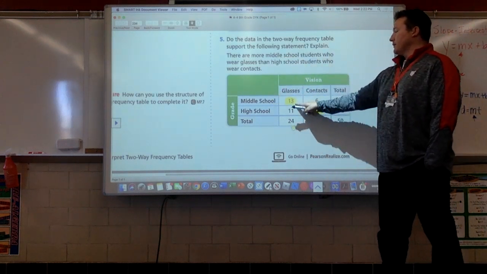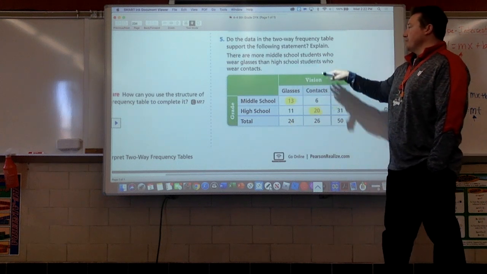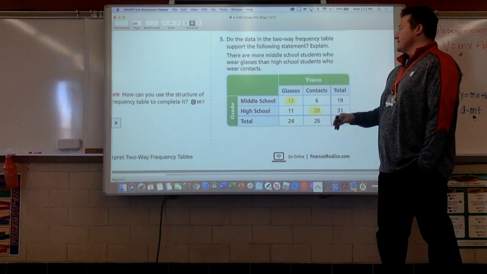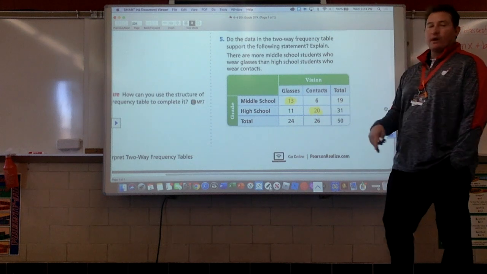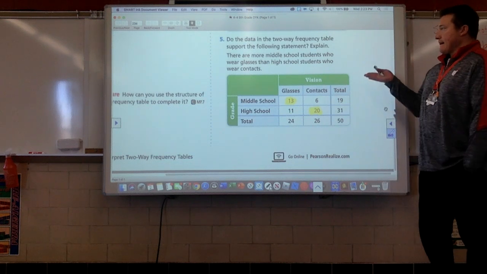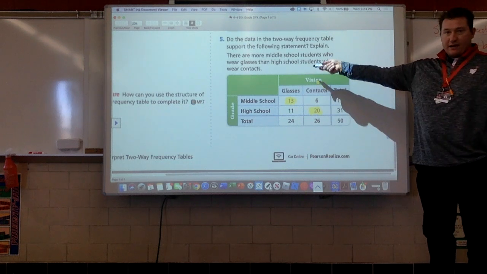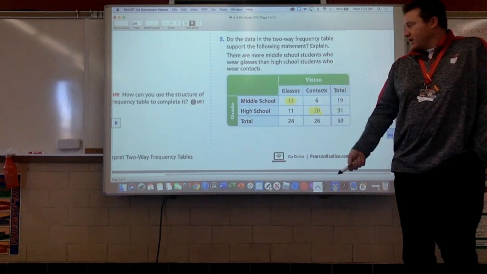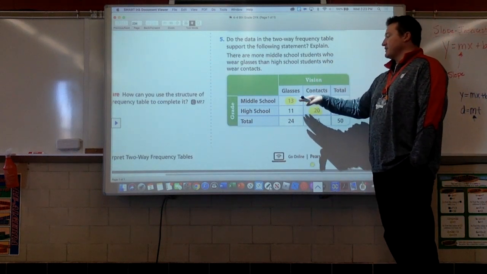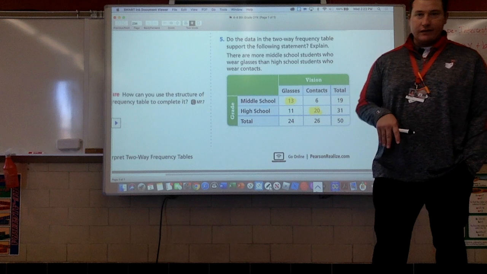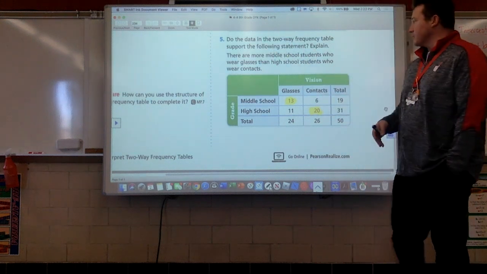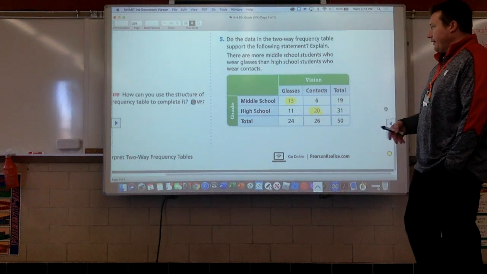So is this claim true or false? There are more, 13, middle school students who wear glasses than high school students, 20, who wear contacts. Does our two-way table support that claim? Absolutely not, guys. More people wear contacts, 20, than wear glasses, 13, when we're talking about high schoolers compared to middle schoolers.